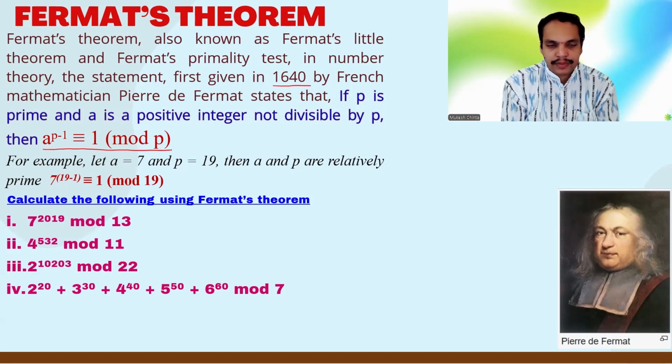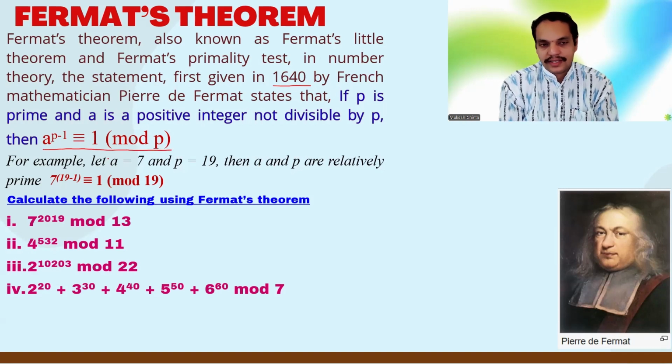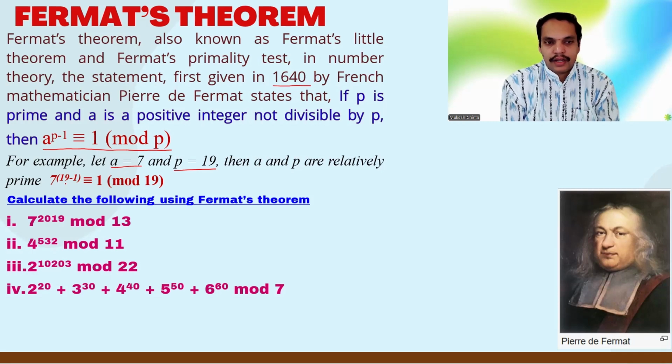So what does this state? What do you understand from this particular theorem? Let's take, for example, a equal to 7 and p equal to 19. You have to check that p is a prime number, isn't it? p is a prime number and a is a positive integer which is not divisible by p. So a and p are relatively prime, and 7 to the power 19 minus 1, which is 7 to the power 18, is congruent to 1 mod 19.